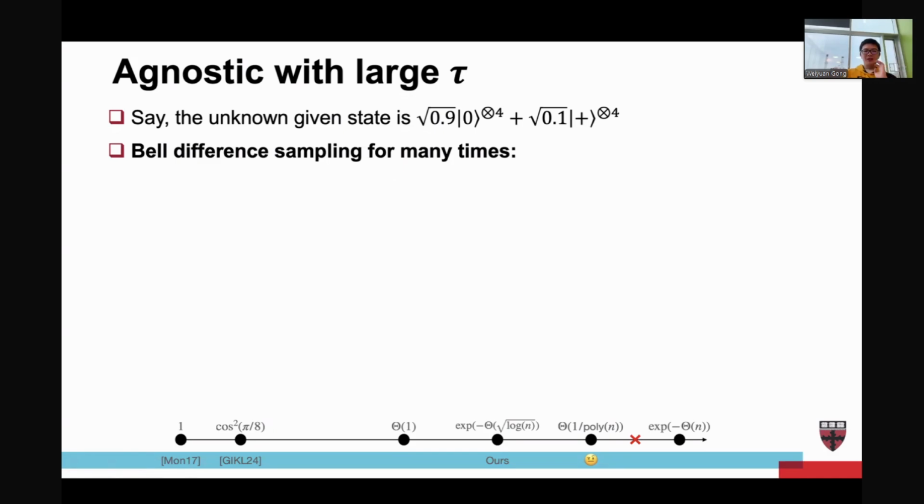Suppose we can do Bell difference sampling many times. The problem is that with 0.9 probability you will get Pauli strings that stabilize the all-zeros state, and these are what we need. But with a very small probability you will also get Pauli strings that stabilize the all-plus state, and this is the incorrect part. So how can we filter out the incorrect Pauli strings?